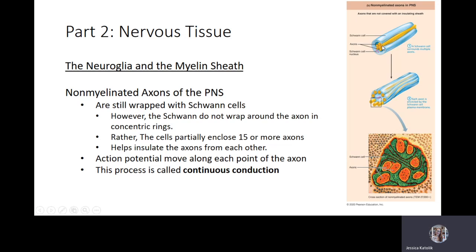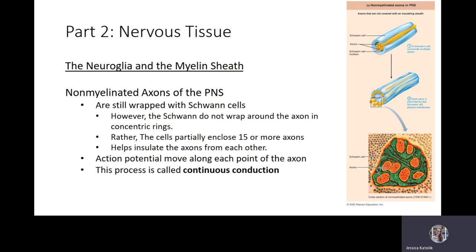What the Schwann cell will do in non-myelinated axons is partially wrap itself around each of these axons, kind of grouping them together. But it's not going to wrap around them in concentric rings. It's just going to kind of grasp them and hold them in place. So even though these axons are wrapped with a Schwann cell, we would not say that they have a myelin sheath because they don't have those concentric rings.